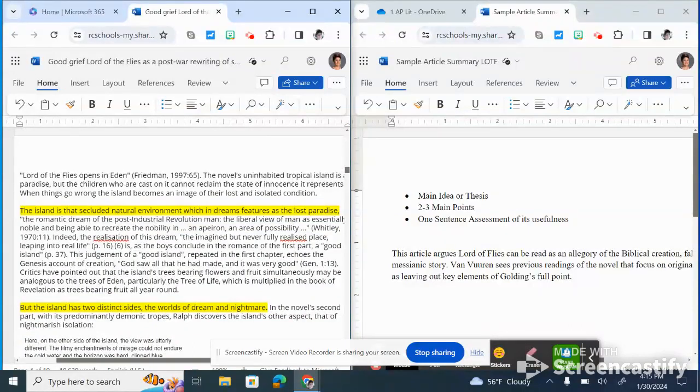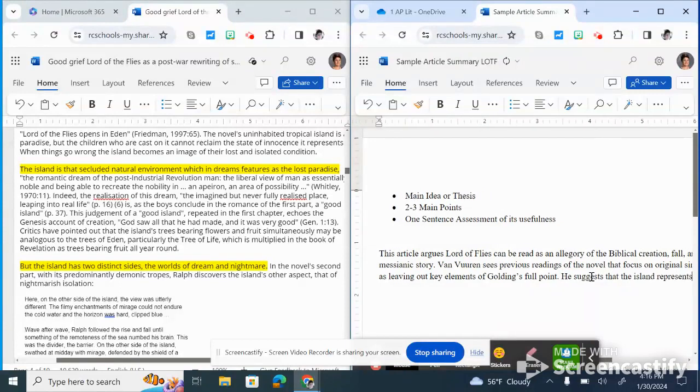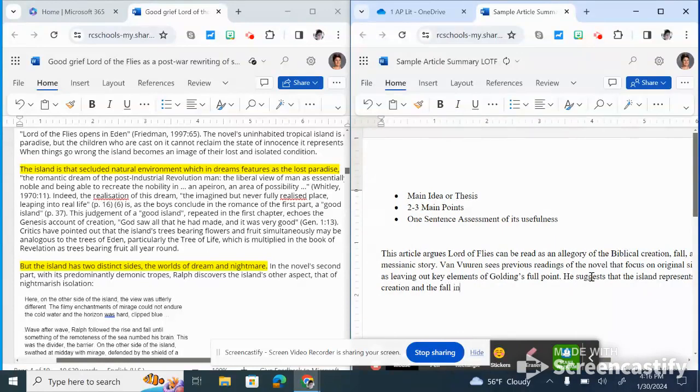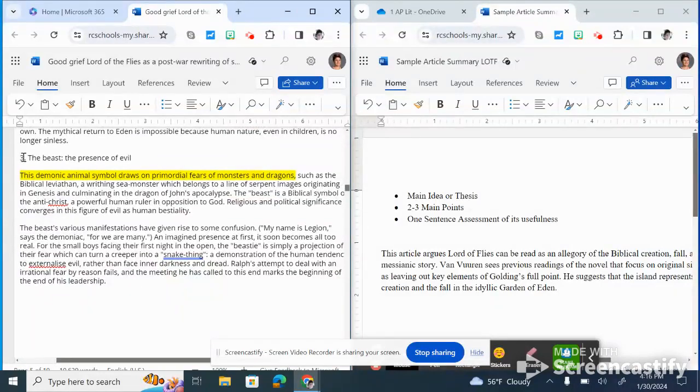The island is that secluded natural environment which in dreams features as the lost paradise, but the island has two distinct sides, the worlds of dream and nightmare. So let's see. He suggests that the island represents both creation and the fall in the idyllic Garden of Eden. Okay, so that covers his first point. Skipping down now, the beast is his next point, the presence of evil.